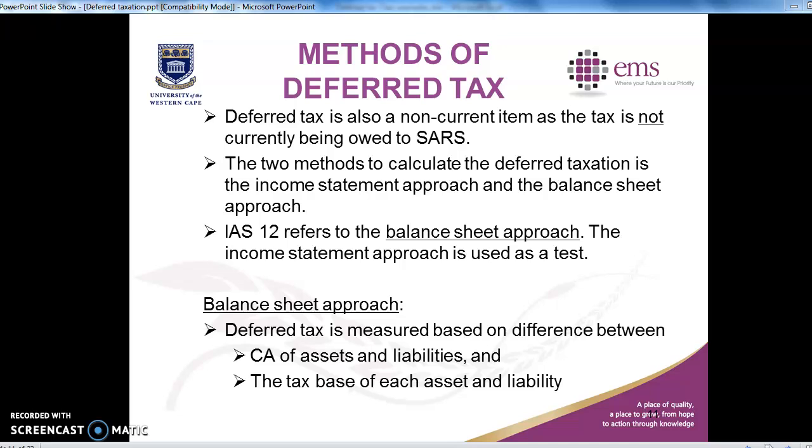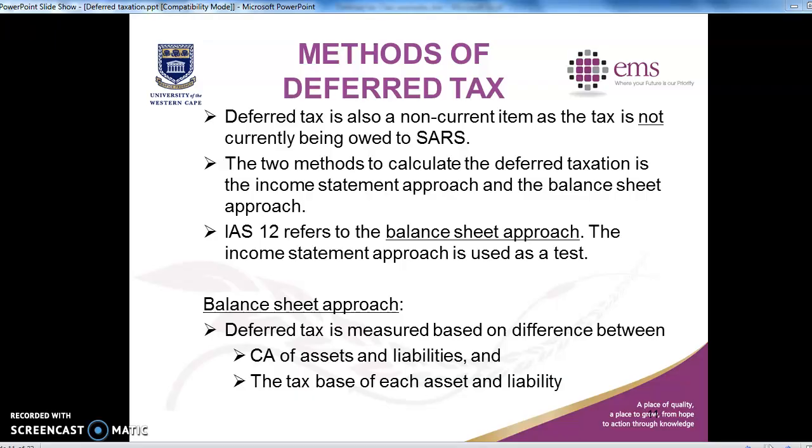Okay, so methods of deferred tax. Deferred tax is also a non-current item, as the tax is not currently owed to SARS, right? So it's recognized as a non-current asset or liability, depending on whether we have an asset or a liability. There are two methods in which we calculate our deferred tax: the income statement approach, which I showed you guys, and the balance sheet approach. IAS 12 refers to the balance sheet approach, and the income statement approach is used as a test, right?